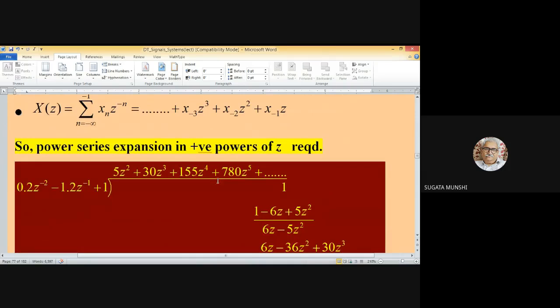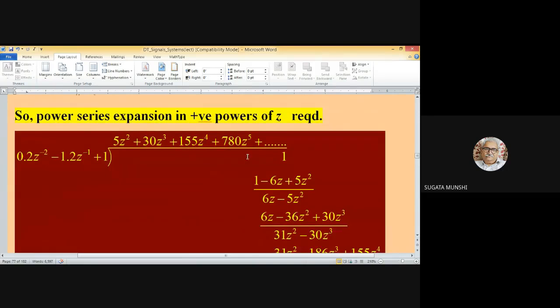Just see here. 1 is there. We are dividing 1. In this expression, in the earlier case, we considered 1 minus 1.2 z to the power minus 1 plus 0.2 z to the power minus 2. I have just interchanged the order, just reversed the order: 0.2 z to the power minus 2 minus 1.2 z to the power minus 1 plus 1. So what type of expression will it generate?